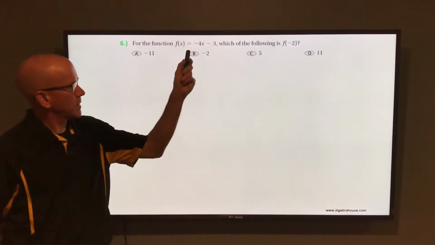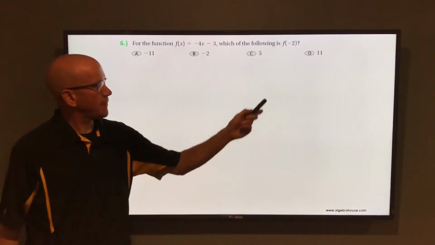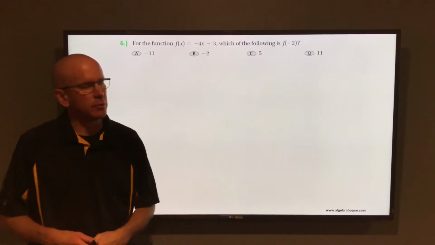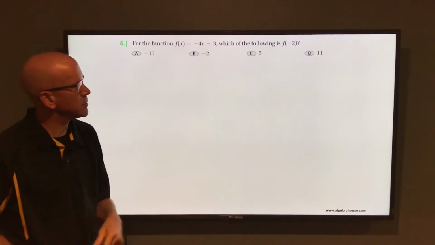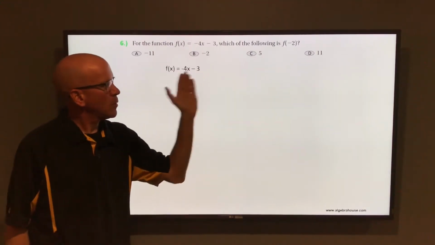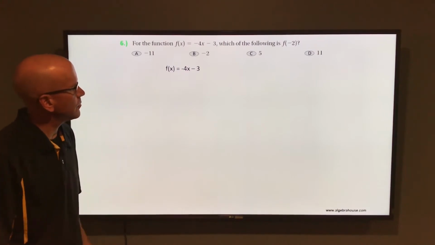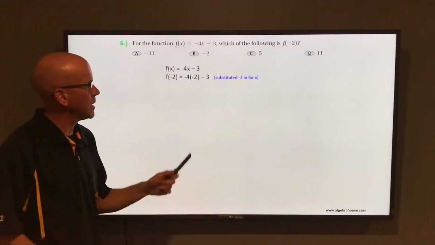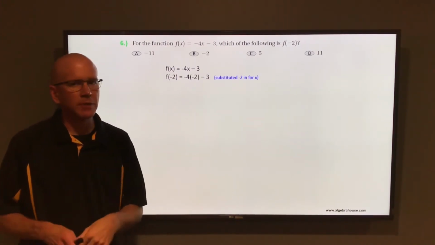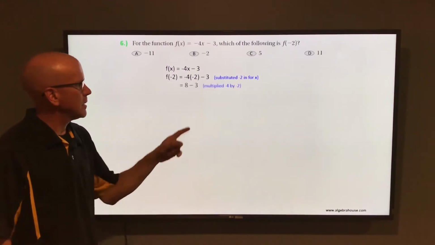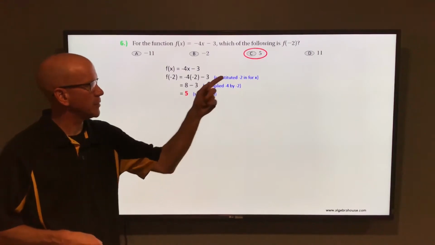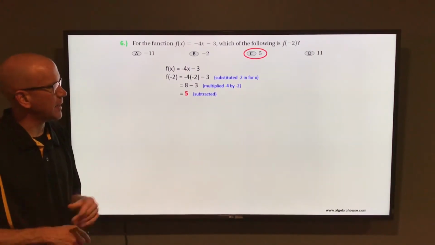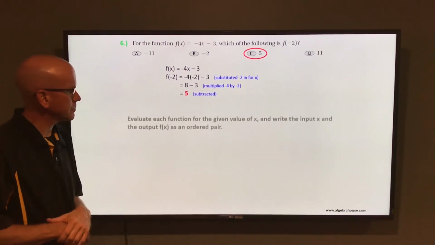For the function f of x equals negative 4x minus 3, which of the following is f of negative 2? So which of these answers is f of negative 2? In other words, when you substitute negative 2 in for x, which of these will be the output? So if you replace the x with negative 2, take negative 4 times negative 2, watch your signs, it's a positive 8. That would be 8 minus 3, and that is positive 5. So when the input is negative 2, the output is positive 5, which is letter C.